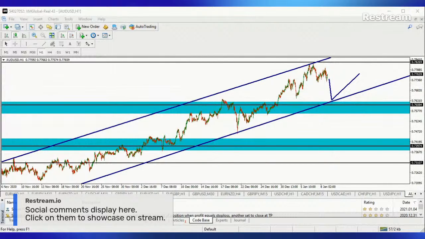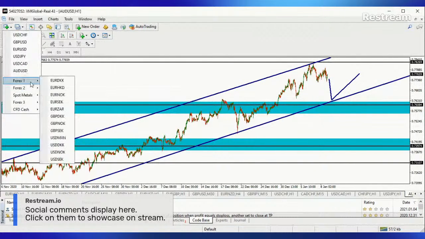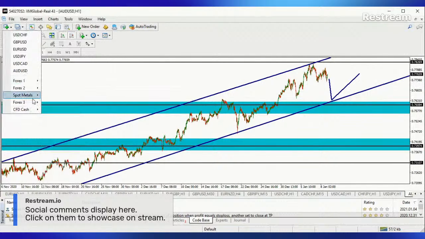Okay, good. Then I'll do gold. Sbo said I must do gold, so let me look at gold. Okay, it's gold, spot metal.